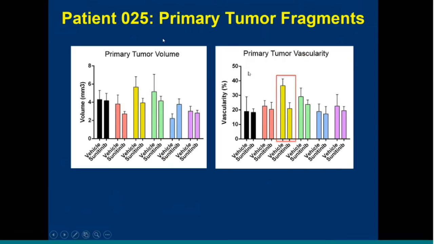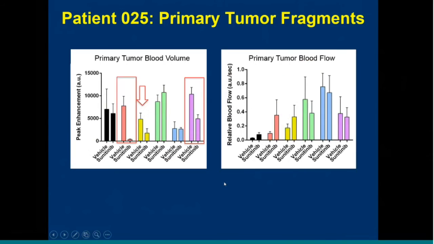So on to the next patient, patient 25. We'll note that it's not so rosy for all of our patients. For this patient, this is the power Doppler data: only one of their primary tumor fragments actually responded to sunitinib. For everything else, there's maybe a trend to response, but there's really not much going on except for core number three. This result is also consistent with the contrast-enhanced data, where two of the cores appear to be responding, and there's one core with a trend toward decreased blood volume.